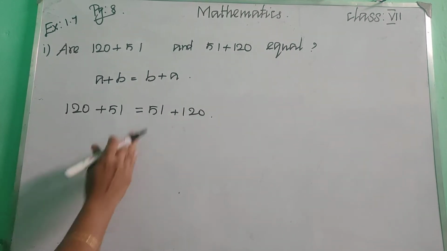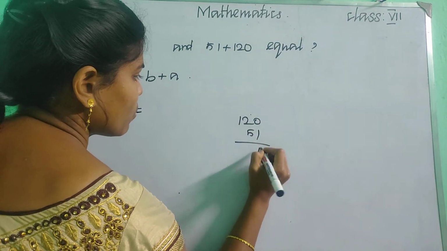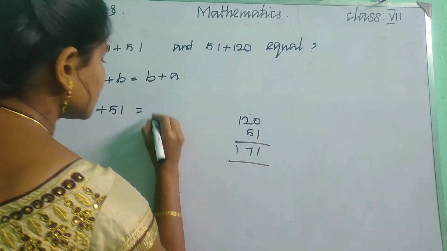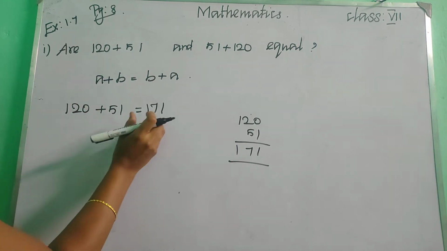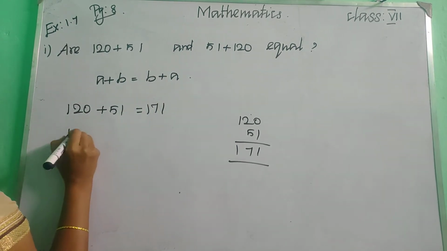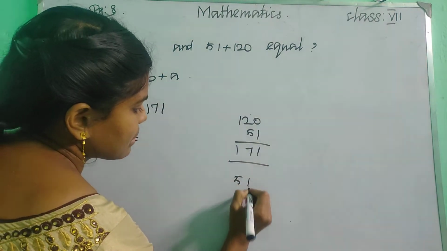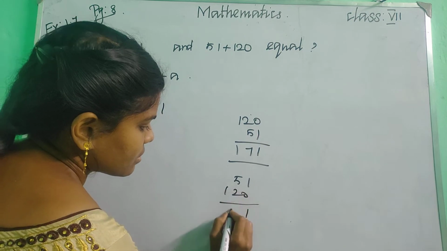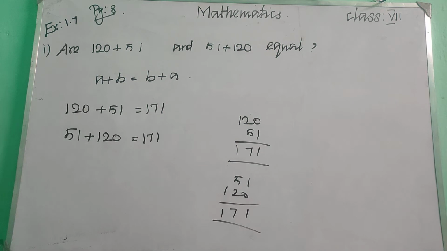What is the answer? 120 plus 51. Okay, 1, so 5, 6, 7. So we will get 171. Okay, so if you are adding this A plus B, you will get 171. And again it is this B plus A. Okay, 51 plus 120. 51 plus 120 means it will be the same answer as 171, right? So we can say in both the cases we are getting the same answer. So we can say the addition of integers are commutative.